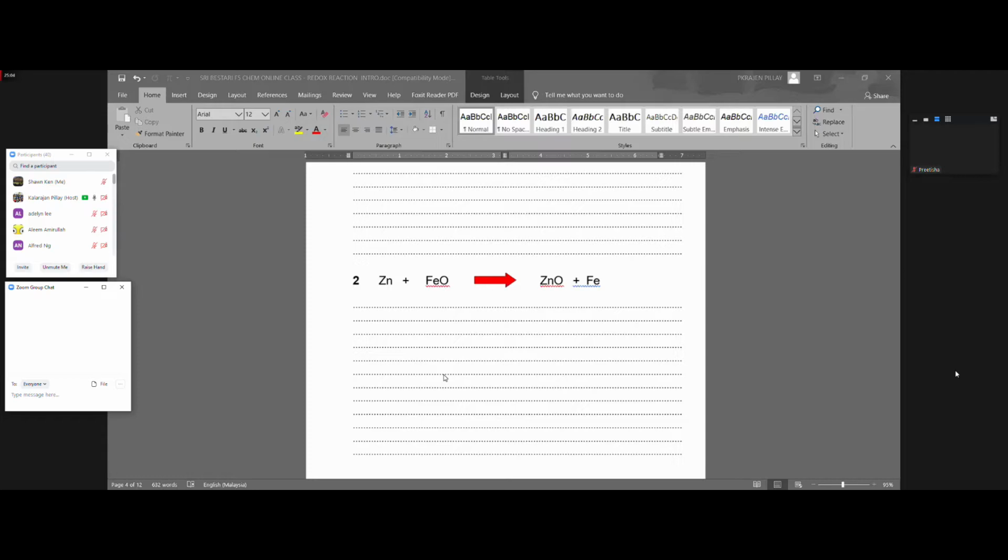Is this redox or not? Write that down first. I'm going to ask Alim. Alim, your turn. Avril, your turn is coming next after this. Try first. What is oxidized? What is reduced? What is the name of the process? What is the oxidizing agent? What is the reducing agent? That's all.